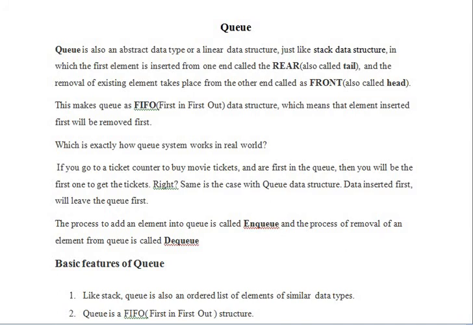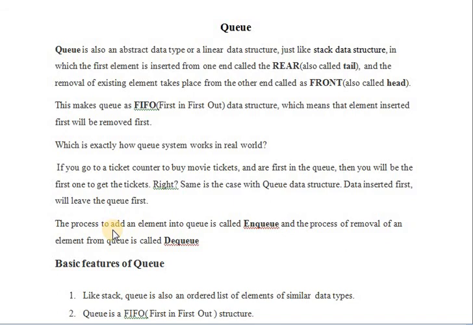Here there is an example. If you go to a ticket counter to buy movie tickets and you are first in the queue, then you will be the first one to get the ticket and go to the theater. That is the real example for a queue.